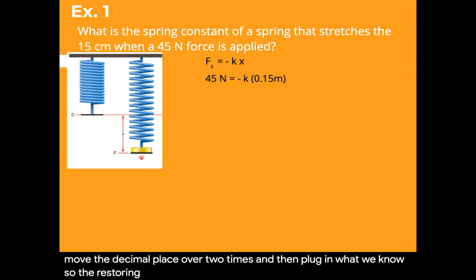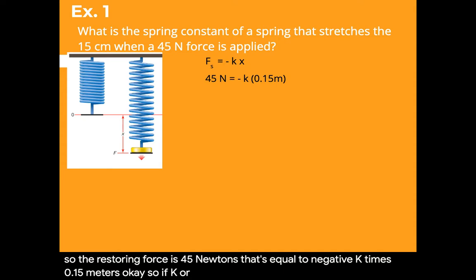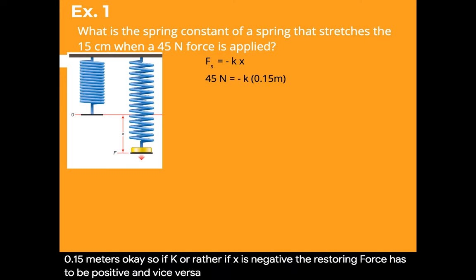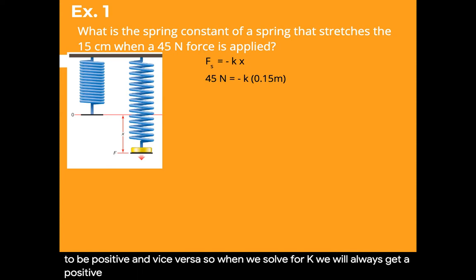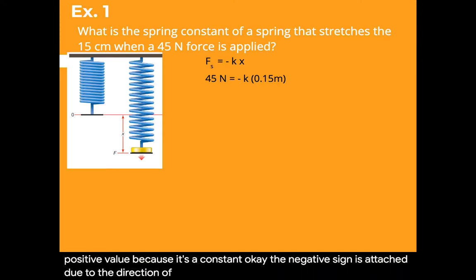So the restoring force is 45 newtons. That's equal to negative K times 0.15 meters. Okay, so if X is negative, the restoring force has to be positive and vice versa. So when we solve for K, we will always get a positive value because it's a constant. The negative sign is attached due to the direction of either the displacement or the force.